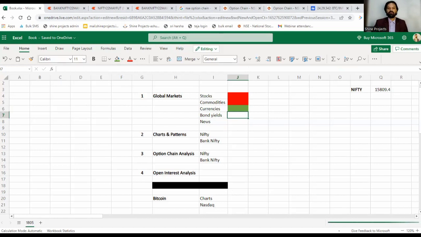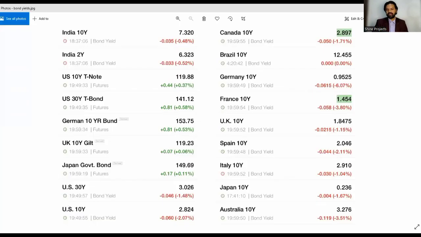Let me take out the bond yields data now. So this is the bond yields data. Mainly we will be looking at the 10-year treasury yield of India, which is on the top here, and we will also be looking at the 10-year treasury yield of the United States. All right, so please focus on this.